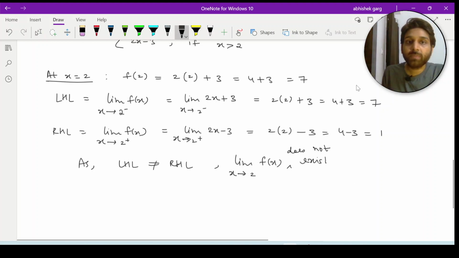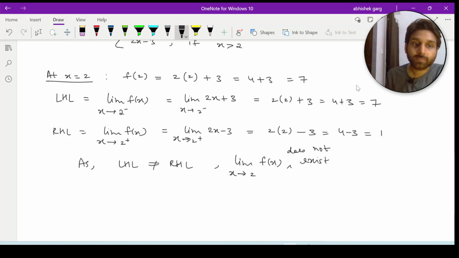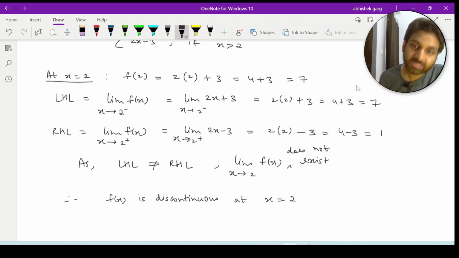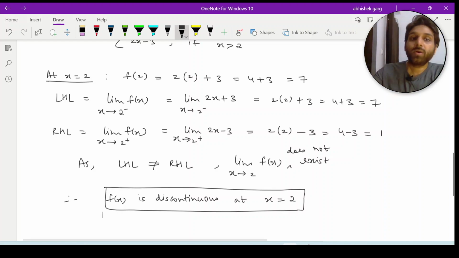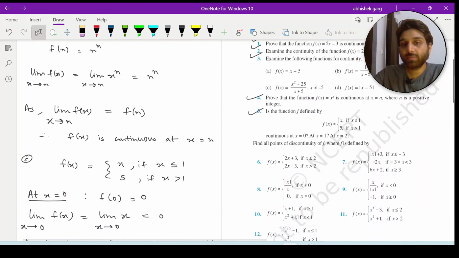Okay, so the limit does not exist, hence f(x) is discontinuous. At which point is it discontinuous? f(x) is discontinuous at x equal to 2. All right. Okay, so that's how we have completed question number 6 also.